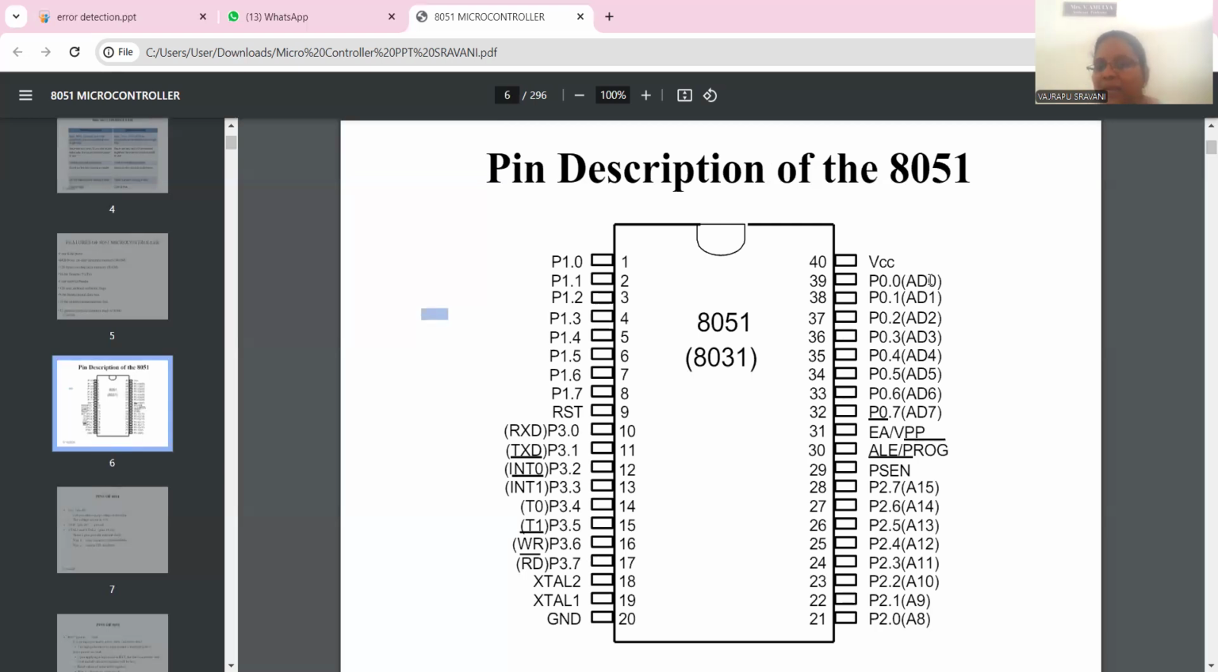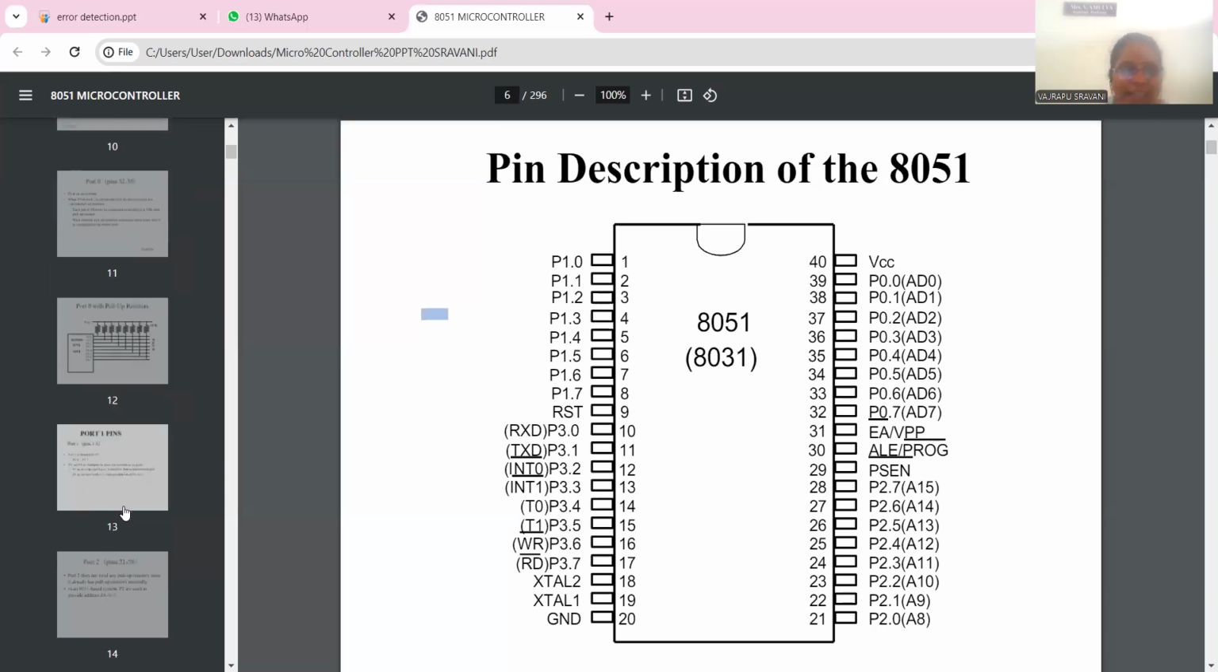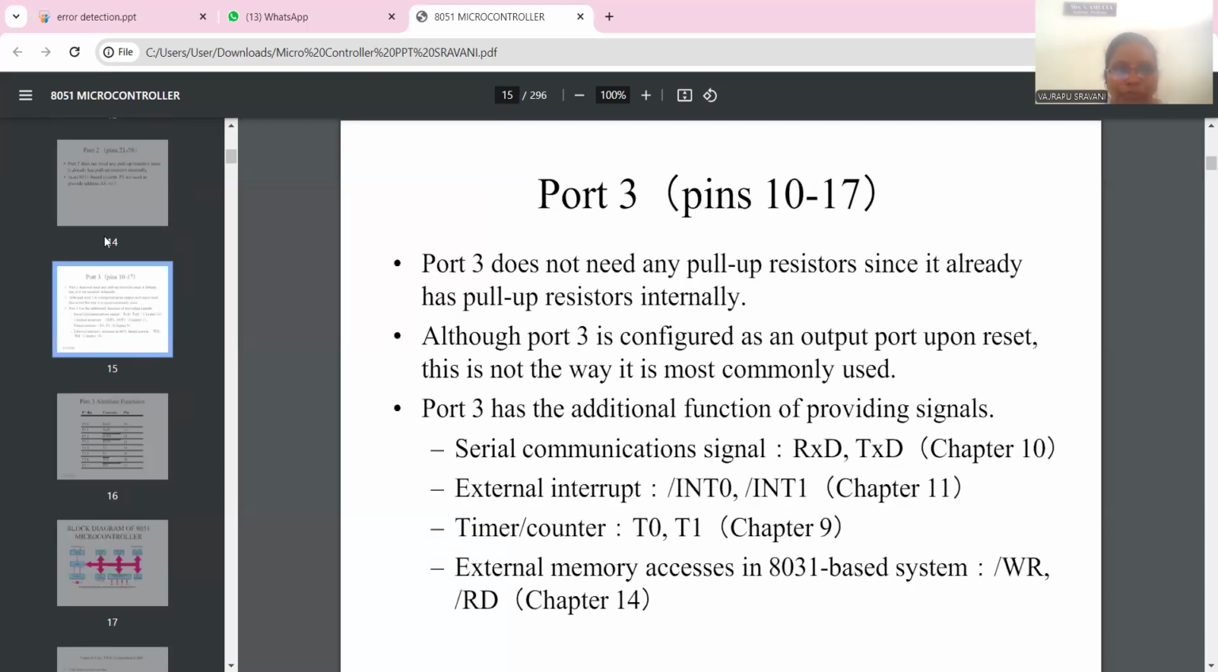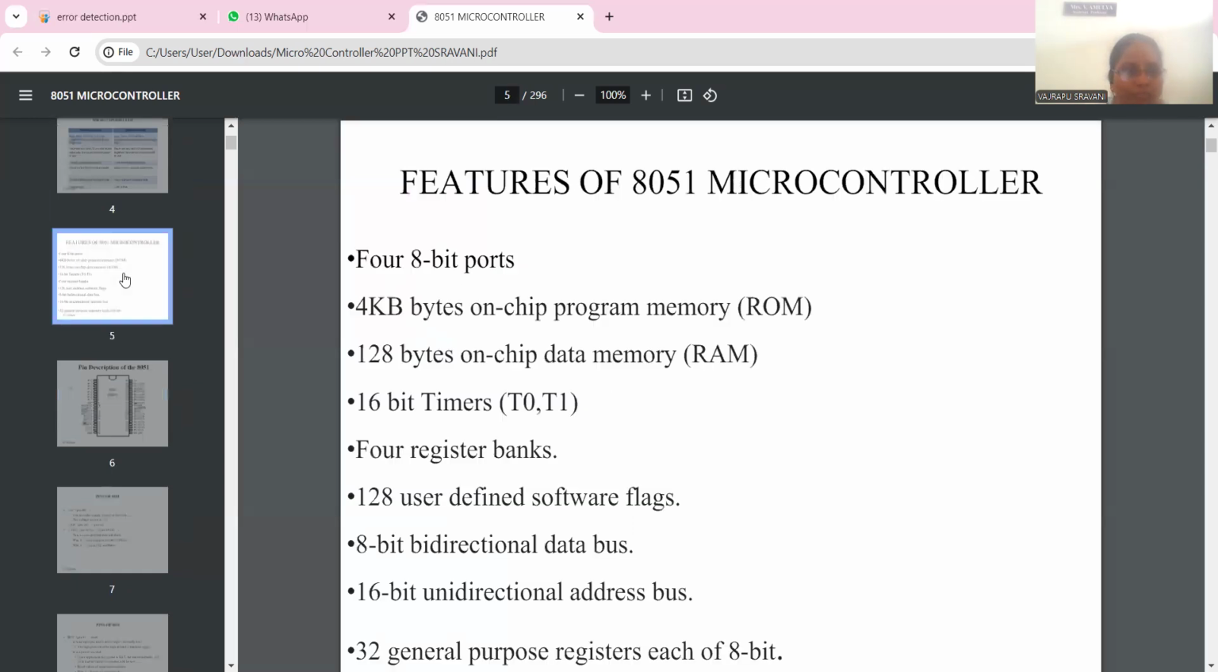Whenever any external memory needs to communicate with port 0, it either sends data or sends the address. At that time, they are demultiplexed by using the ALE signal.